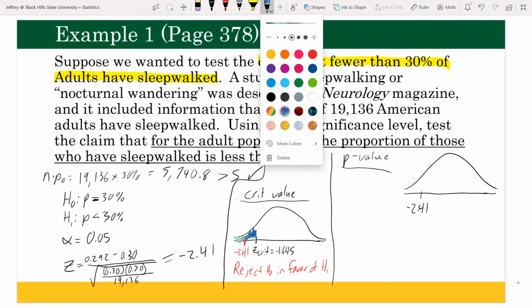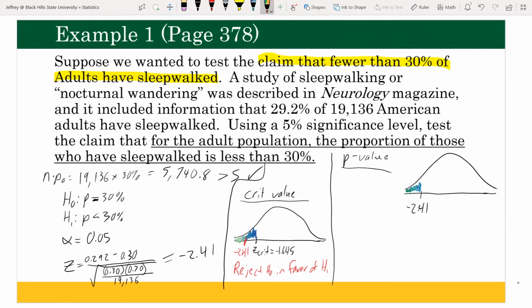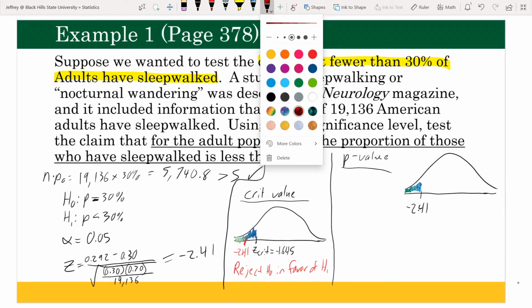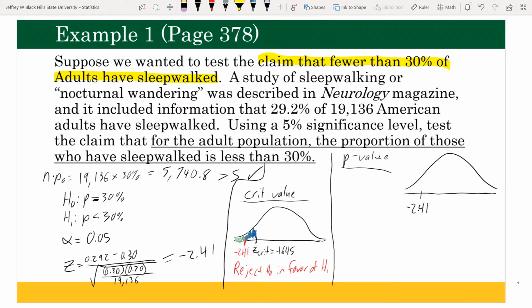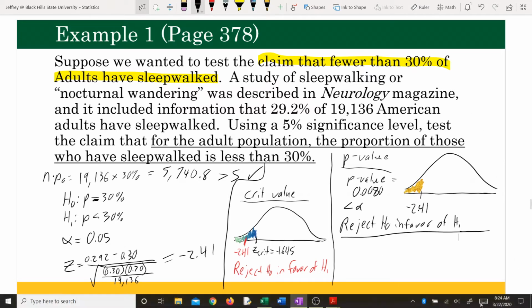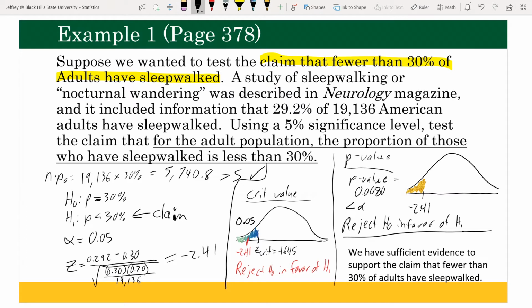Similarly, if we do this for the p-value approach, we find the area to the left of our test statistic, and that gives us a p-value of 0.0080, which is in fact less than alpha, so we reject the null hypothesis in favor of H1. So in conclusion, we have sufficient evidence to support the claim that fewer than 30% of adults have in fact sleepwalked.